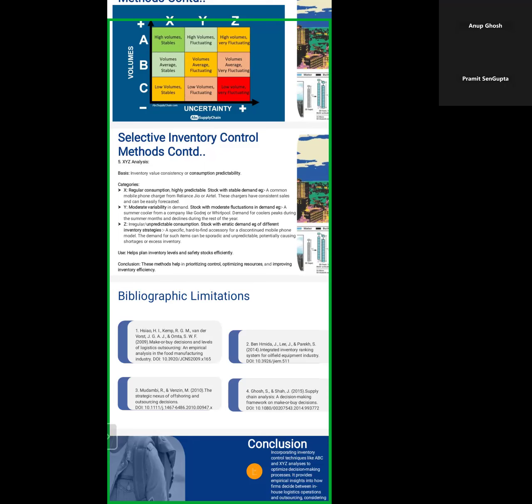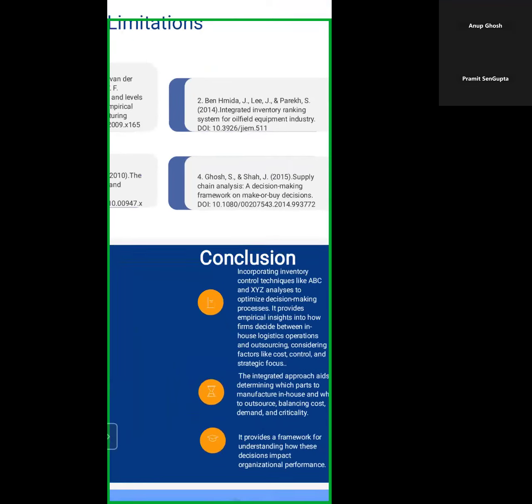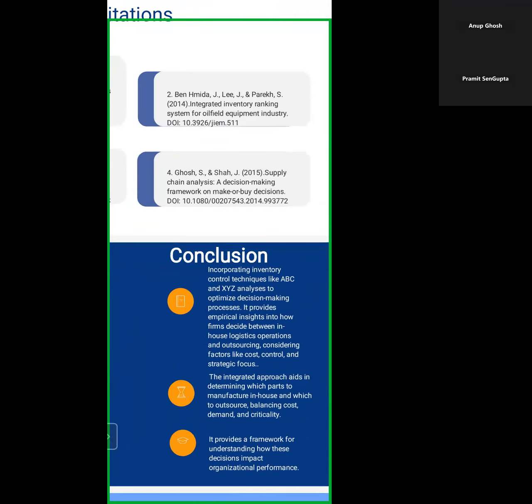That is why I do not call this a research article, but rather an exploratory study on a convention of cost and management accounting for management decision making. So finally, as a conclusion, we can conclude that inventory control techniques like ABC and XYZ analysis optimize the decision making process. This is the main core idea behind the entire discussion till now. It provides empirical insights into how a firm decides between in-house production and outsourcing of the same units, considering factors of cost, control, and strategic focus.